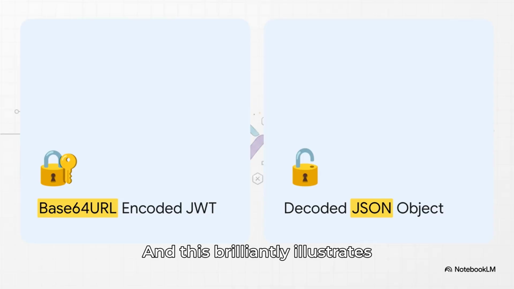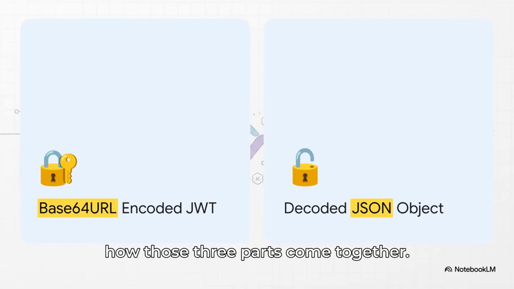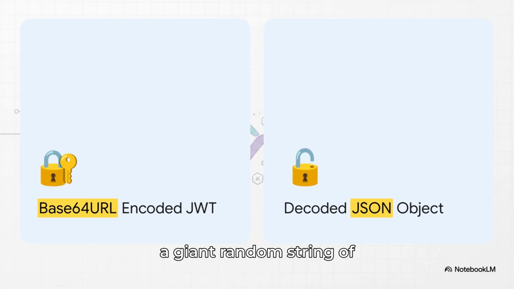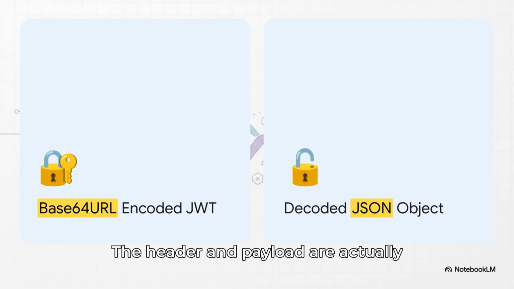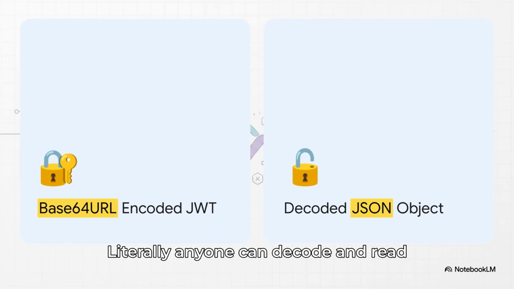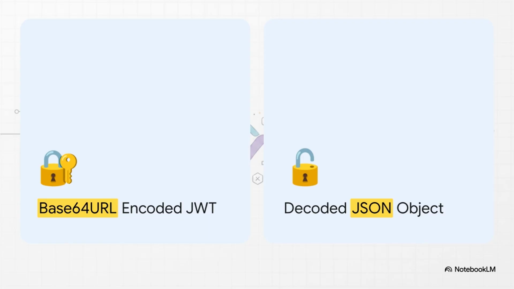And this brilliantly illustrates how those 3 parts come together. On the surface, a raw JWT looks like a giant random string of dot-separated gibberish, right? But here's the secret. The header and payload are actually just base64 URL encoded text. They translate directly into readable JSON. Literally anyone can decode and read the header and payload. The signature is the only part of the whole thing that actually requires a secret key to verify.